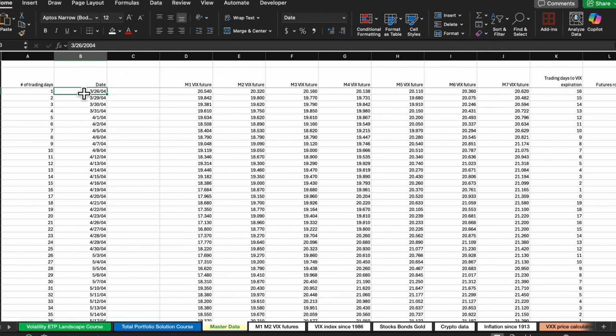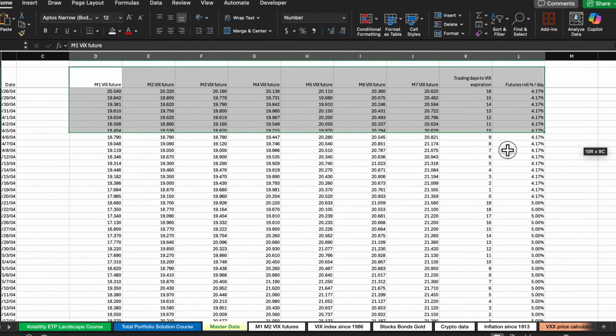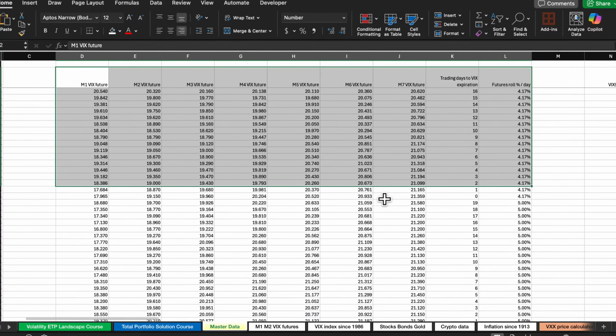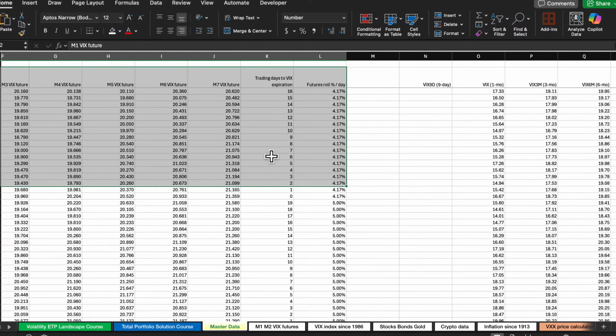But a lot of the work goes back to 2004. That's why it starts here. So we've got the VIX futures. This is, of course, extremely valuable if you are a volatility trader. You need this data, and it's not so easy to get it. So I'm happy to give it to you, basically for free.